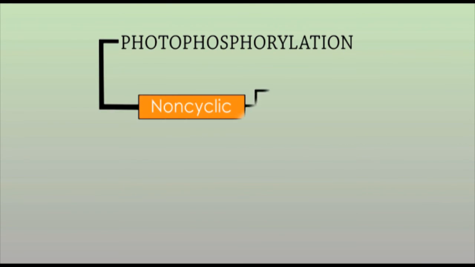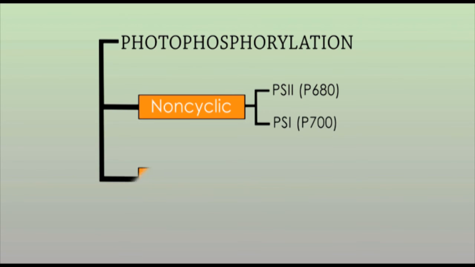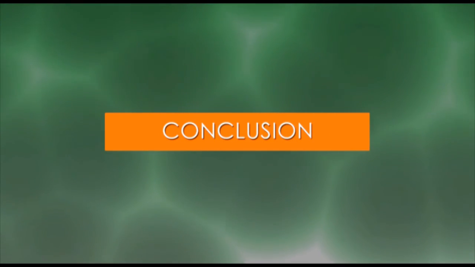The process of photophosphorylation in cyanobacteria is the same as that in vascular plants. It is of two types: non-cyclic photophosphorylation, wherein two photosystems are involved, PS2 or P680 and PS1 or P700, and cyclic photophosphorylation, where only PS1 is involved. We will not go into detail about this type of photophosphorylation here, as it is being elaborately discussed in a separate module. So we've come to the end of today's module.